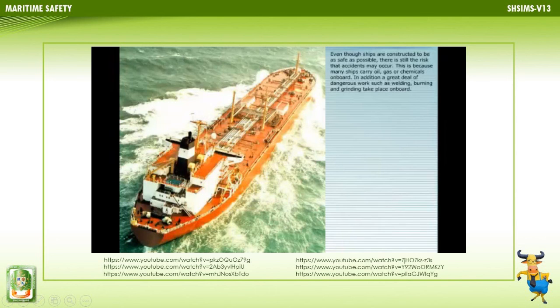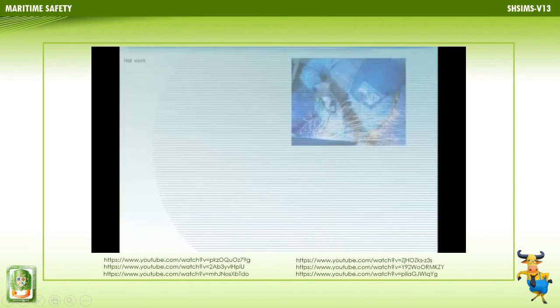Even though ships are constructed to be as safe as possible, there is still the risk that accidents may occur. This is because many ships carry oil, gas, or chemicals on board. In addition, a great deal of dangerous work such as welding, burning, and grinding takes place on board. It is therefore important to follow procedures for dangerous work such as hot work and cold work, fire watch, and fire rounds on board. Click on the buttons to learn more.